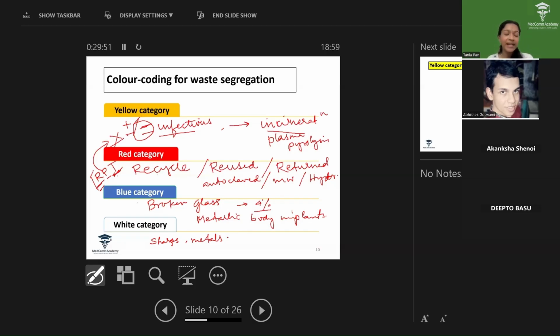Now, what happens to the white category? Basically, it is disinfected. You would see the nurses keeping all the items in the white category immersed in a sodium hypochlorite solution. So any blood stain, anything which is infectious, the item gets disinfected, and then it goes to the shredder. All items in the white category are basically shredded into small pieces and then disposed of in a sharp pit.